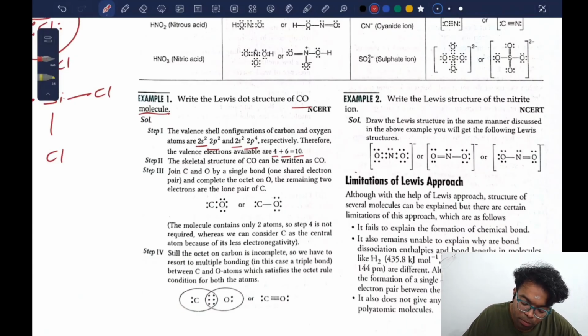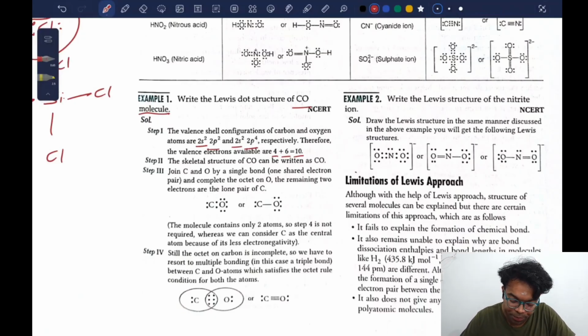Now, what is going to happen? The molecule contains only two atoms, so step 4 is not required, where we consider carbon as the central atom because it is less electronegative. This is the MCQ part of this question. They will ask you, according to the Lewis dot structure, who is the central atom in the molecule. Now, still, the octet of carbon is incomplete. So we have to resort to multiple bonds. In this case, a triple bond between carbon and oxygen, which satisfies the octet rule for both atoms.